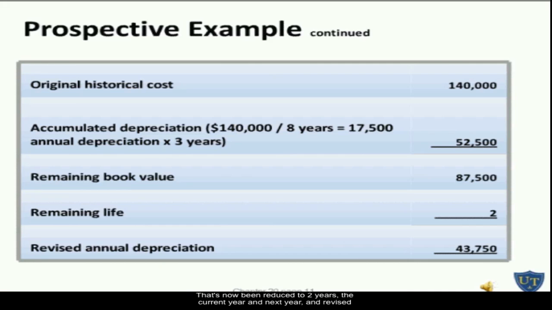That's now been reduced to 2 years, the current year and next year, and revised depreciation is now $43,750. A considerably higher amount because management has shortened the estimated life of this asset. This is the amount of depreciation that the company will record on this asset as depreciation expense in the current year. They will not change any beginning balances on the balance sheet or change anything on the previously issued financial statements.